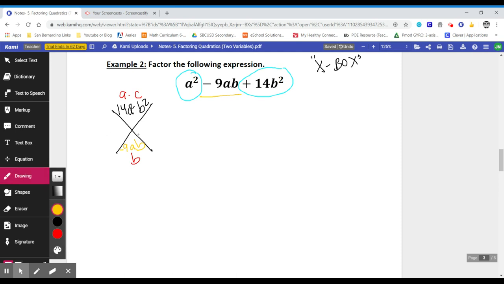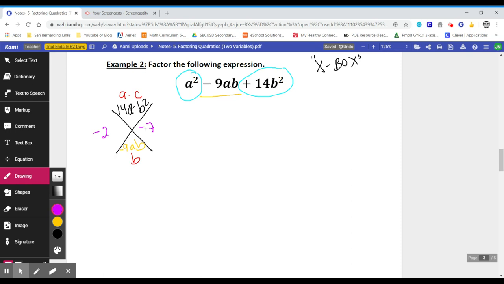Now we're going to try to find the combination. What are two numbers that multiply to the top number but add to the bottom number? So think long and hard about this. The actual answer to that question is negative 2 and negative 7. So if I multiply negative 2 and negative 7, it multiplies out to a positive 14, but it adds to a negative 9. So that is my correct combination.